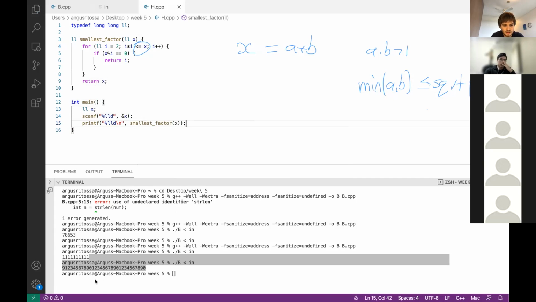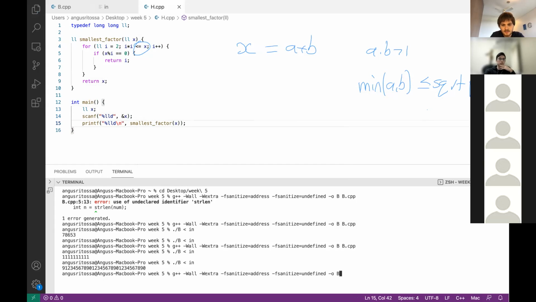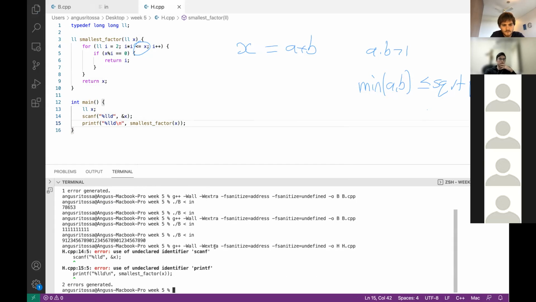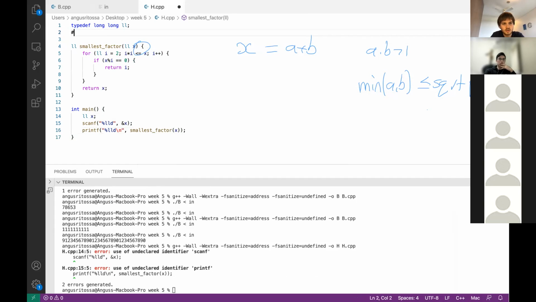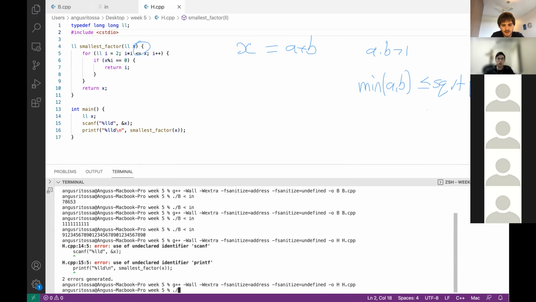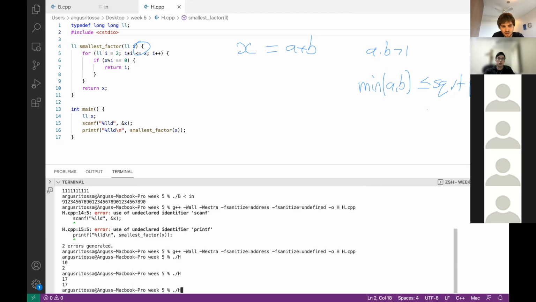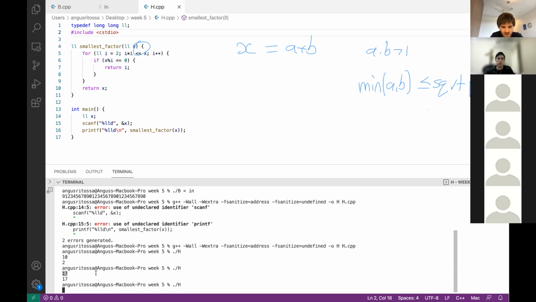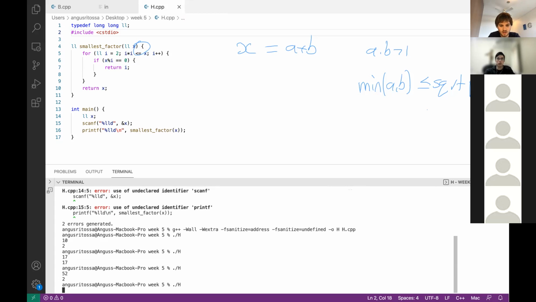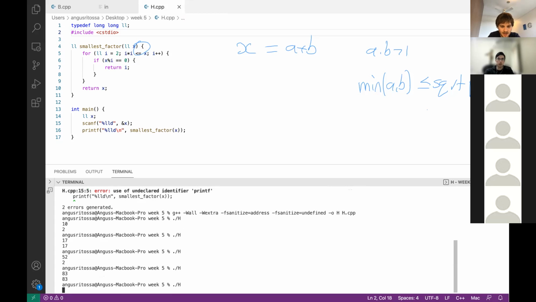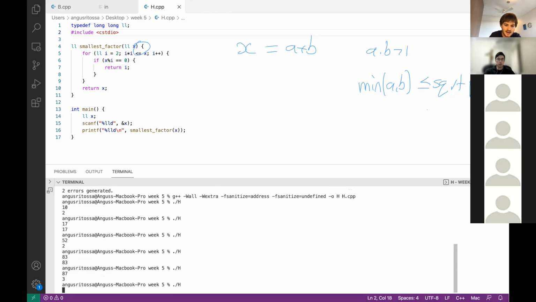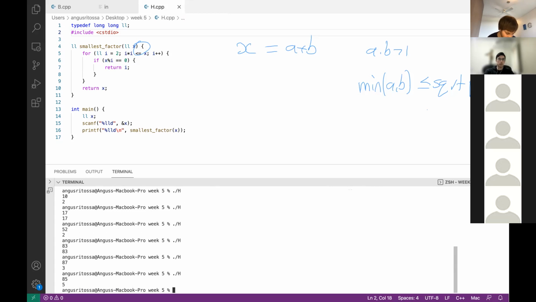So we compile this code, same compile flags. It doesn't have to hash include this. So we run this code, we give it 10, it gives us 2. We give it 17, it gives us 17. So if it's prime, it gives us a prime number. If it's 52, it gives us 2. If it's 83, that's prime. 87 gives 3, 85 gives us 5, etc. So it's giving us the smallest factor, which will always be prime.